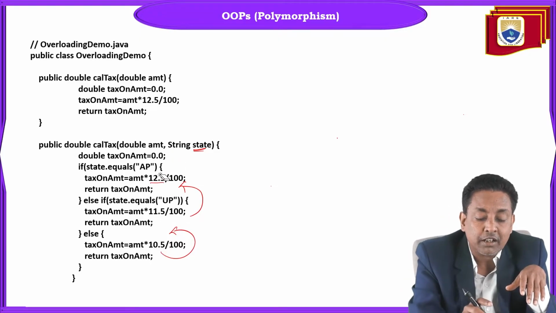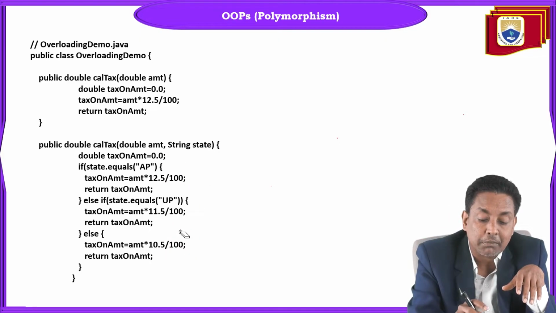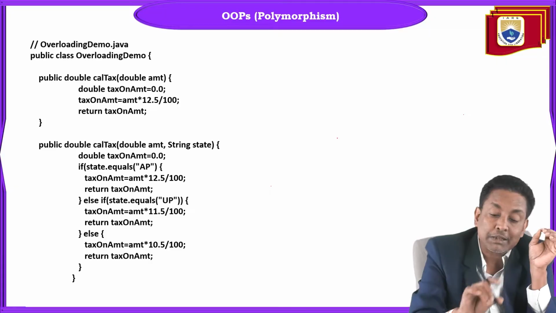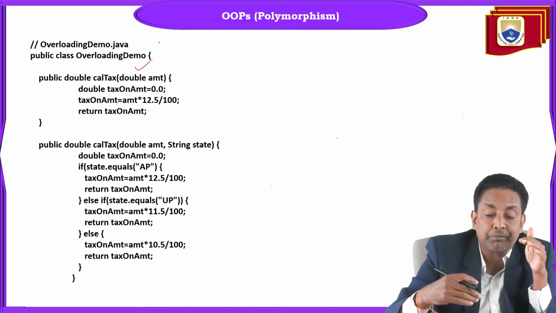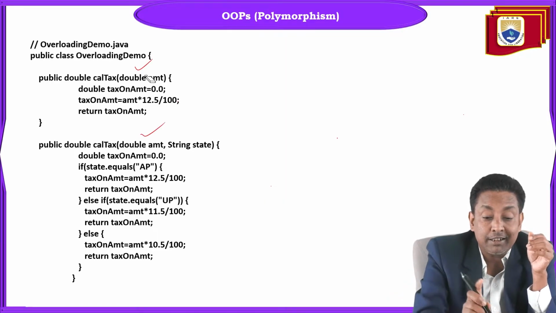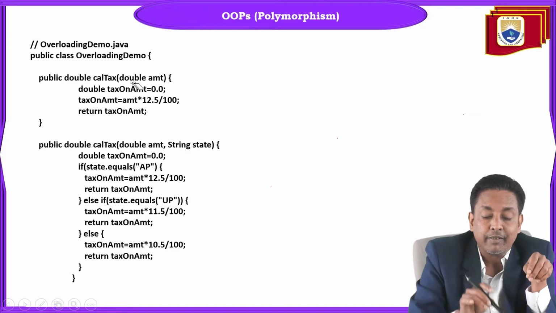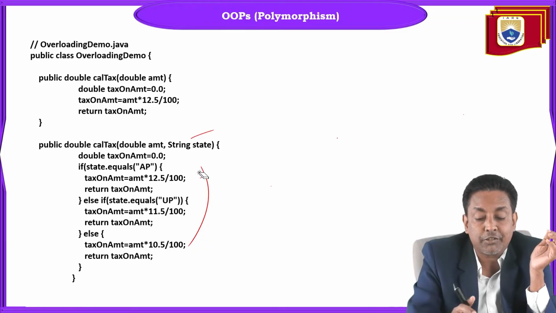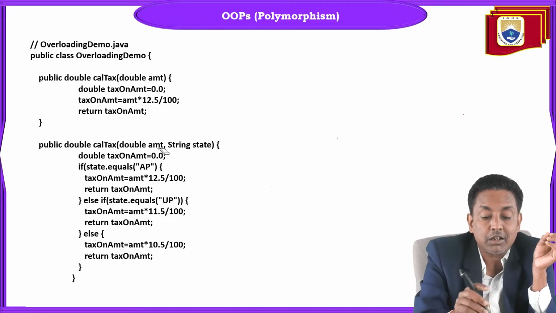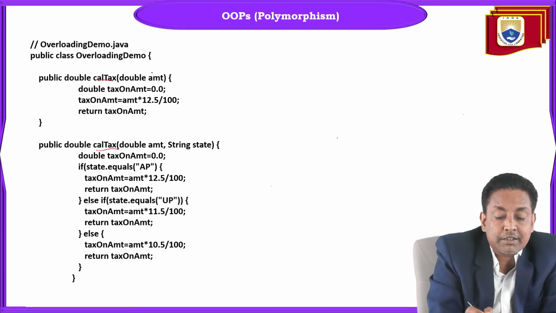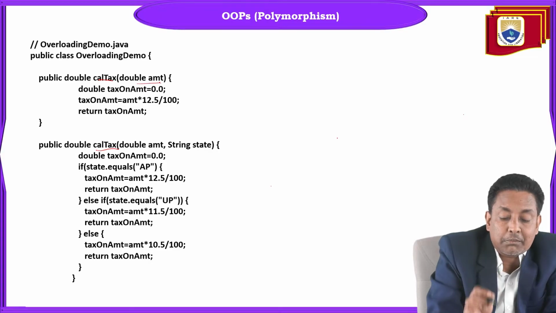So instead of modifying the existing method, by taking one more additional parameter you change the tax calculation. Irrespective of the state, if the tax needs to vary from state to state, you call this method. Instead of disturbing the existing method, you write one more method with additional parameters and implement the logic differently. This is called method overloading: the same method written twice with a different signature. Here the signature is double amount, a single parameter. Here this method has two parameters, double amount and String state.